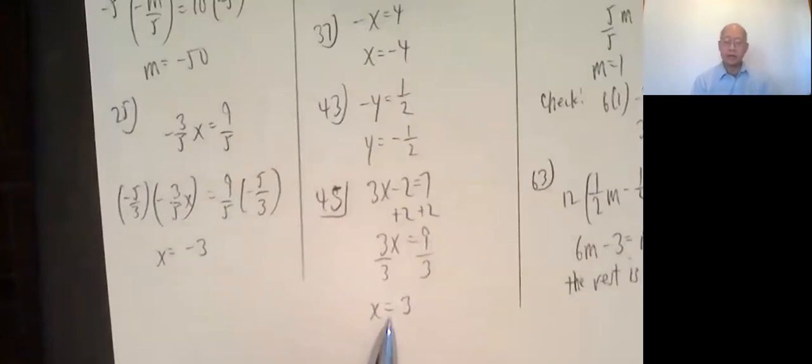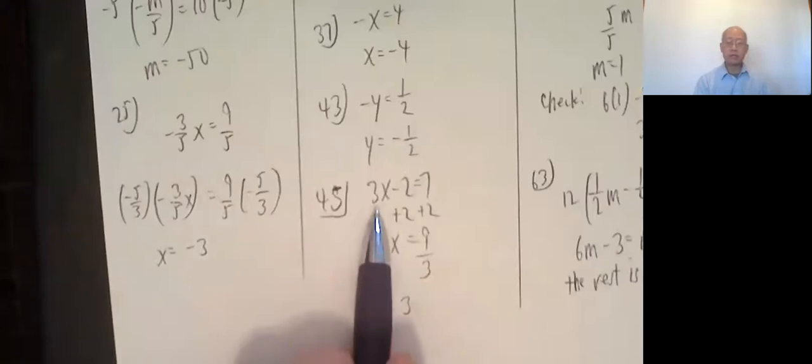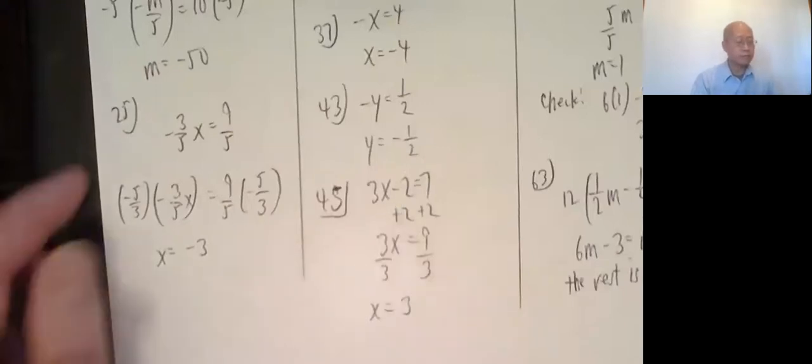Again, it's a good idea to check your answers if you can. Put 3 back in. 3 times 3 is 9. 9 minus 2 is 7.